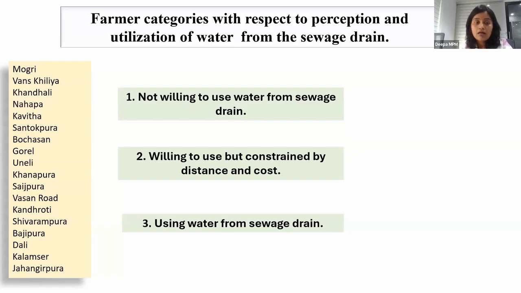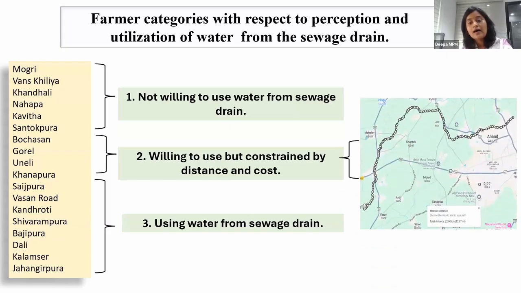categorize farmers into three groups based on their willingness to use the wastewater or the drain water. So the first category is the farmers who are not willing to use water from the sewage drain. I found these farmers in this stretch from Mogri to Santokpur. And the second group of farmers are willing to use it but constrained by the distance and cost. I found them from Bochasan to Khanapura.